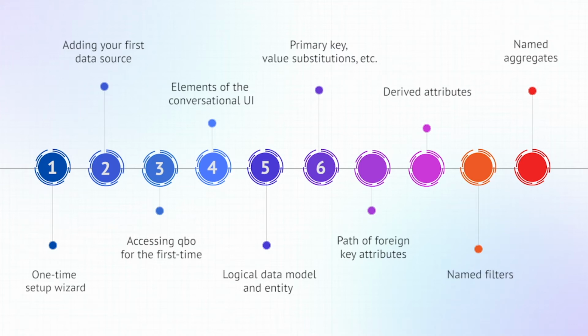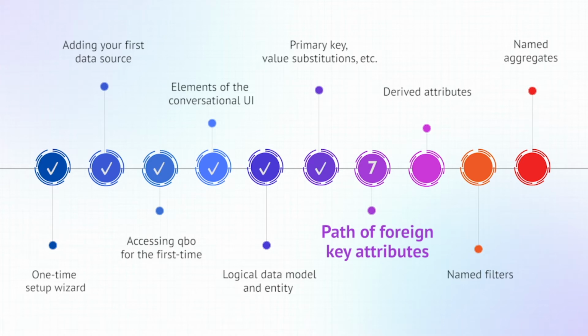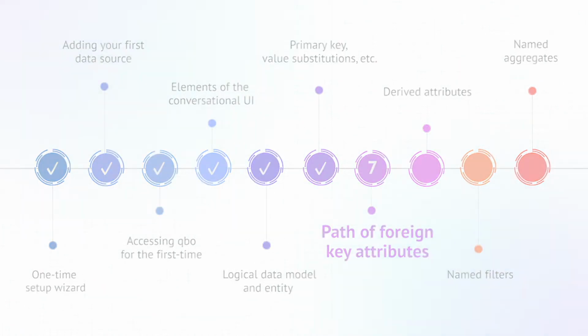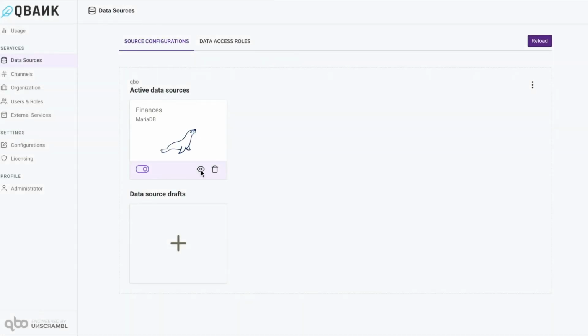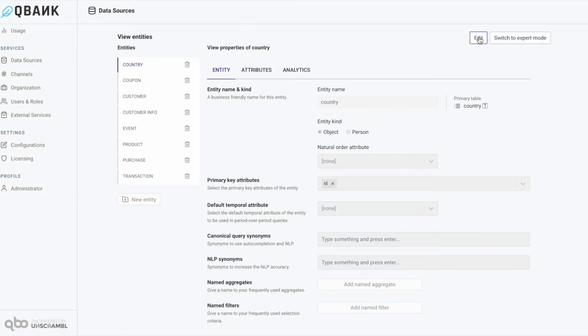In the previous segment, we looked at the basic attributes configuration of an entity. In this video, we will talk about a related concept, path of foreign key attributes. Let's enable edit mode of the logical data model.